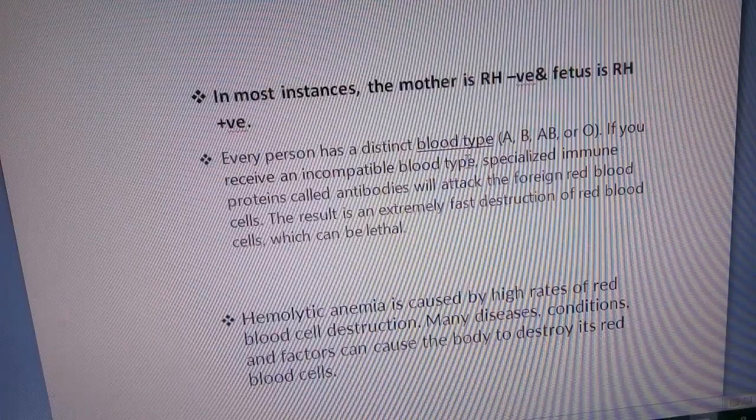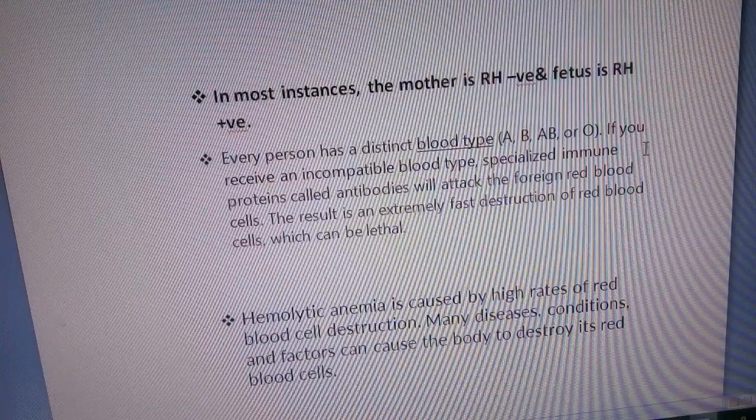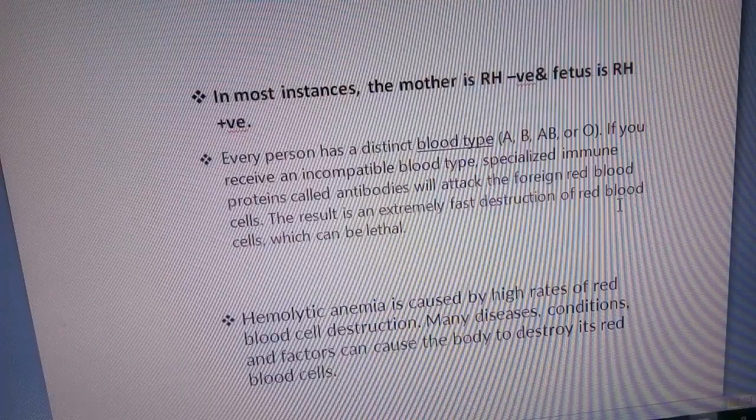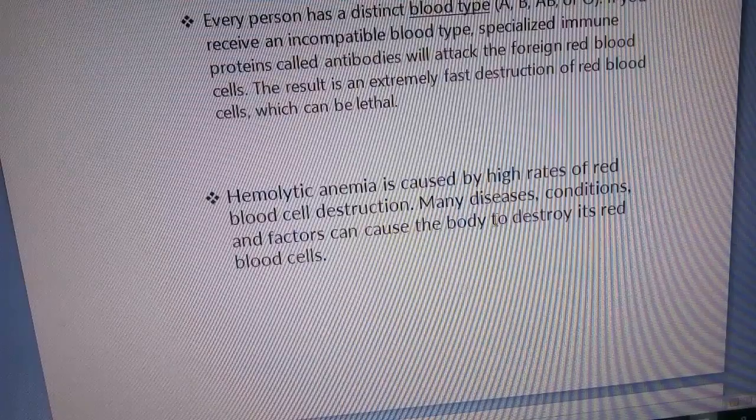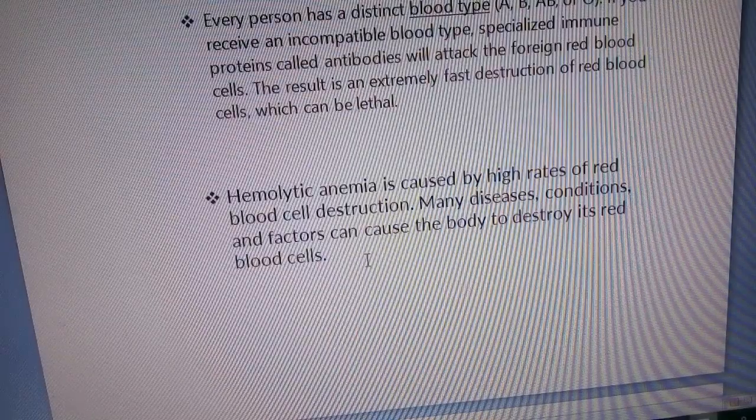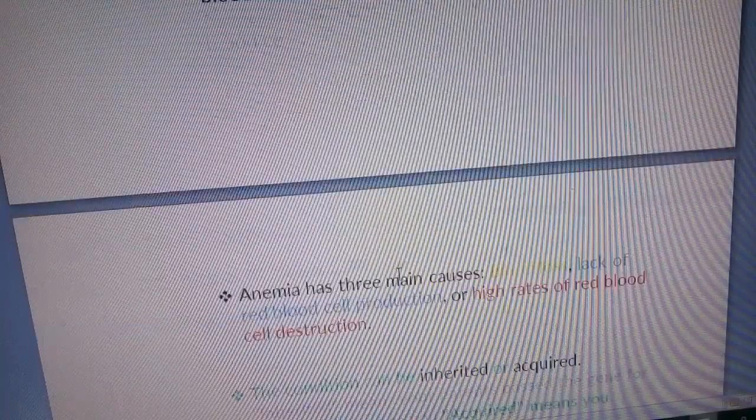Every person has a distinct blood group type, that is A, B, AB or O. If you receive an incompatible blood type, specialized immune proteins called antibodies will attack the foreign red blood cells. The result is an extremely fast destruction of red blood cells, which can be lethal. Hemolytic anemia is caused by high rates of red blood cell destruction. Many diseases, conditions, and factors can cause the body to destroy its red blood cells.